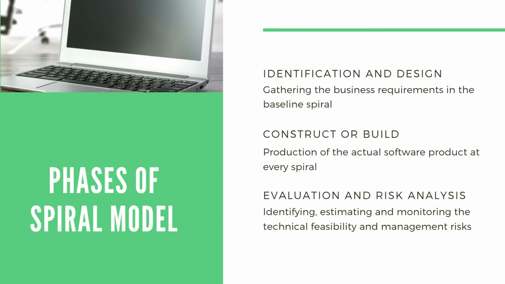Now let's see all the phases one by one in the spiral model. The first phase is identification. In this phase, gathering the business requirement is in the baseline of the spiral model. The next phase is design. In this phase, the conceptual design is the baseline spiral and it involves the architectural design, the logical design of the models. It also has the physical product design and the final design in the subsequent spiral.